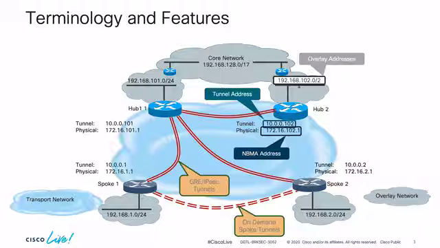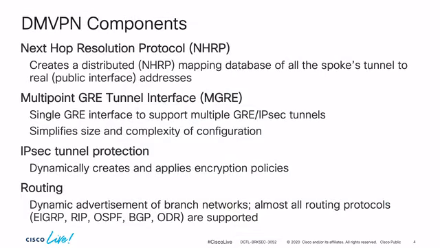So what are the different DMVPN components? We have the Next Hop Resolution Protocol, or NHRP. We have the multi-point GRE tunnel interface. This is how we make this whole solution simple and scalable. We have IPsec tunnel protection and routing. I'm going to go into each one of these components in detail when we get into the DMVPN module section.